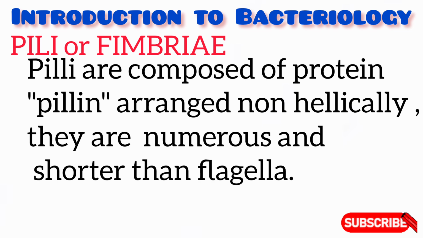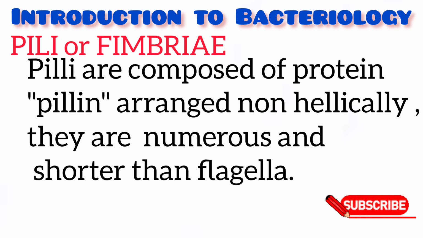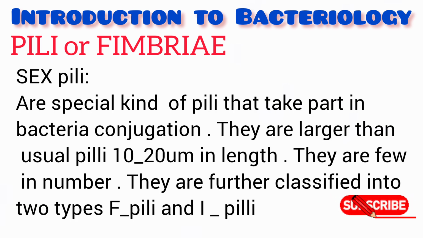The pili are actually composed of the protein pilin arranged non-helically. They are actually numerous and shorter than the flagella. Let's talk about the sex pilus, which is a special kind of pilus that takes part in bacterial conjugation. You are aware that conjugation involves formation of gametes that result in fusion. These sex pili are actually larger than the usual pili, and they are few in number. They are further classified into 2 types, the F pilus and the I pilus. Remember, the sex pilus is involved in reproduction.